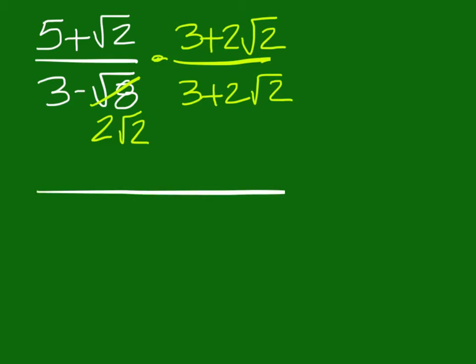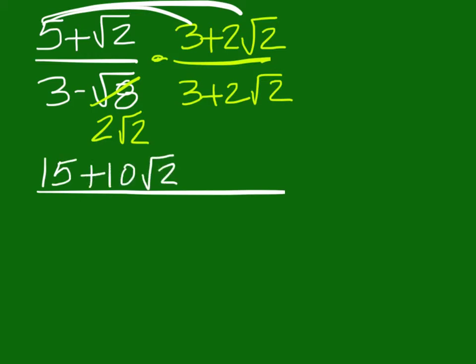On the top, when you multiply 5 times 3 and 5 times 2 square root of 2, you end up with 15 plus 10 square root of 2. 5 times this 2 on the outside is where I get the 10. The square root of 2 just tags along. And then we go to the square root of 2 and multiply it by each of those items on the right. So square root of 2 times 3 is just 3 square root of 2.